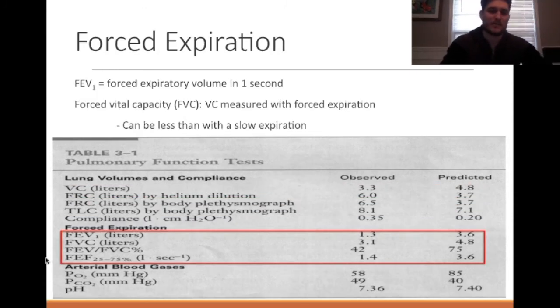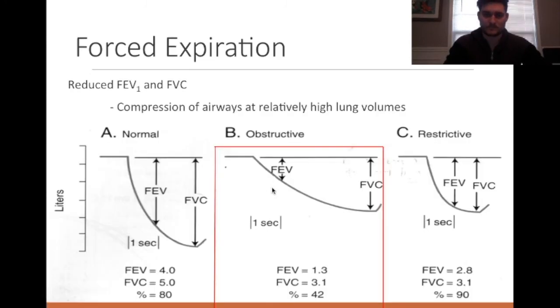And so down below, you can see, again, FEV1 and forced vital capacity. These will both decrease in patients with COPD. And not only that, when we take the ratio of FEV1 to forced vital capacity, or the volume of air you could get out in 1 second compared to the total, that decreases dramatically.